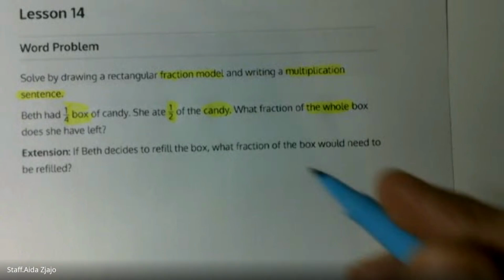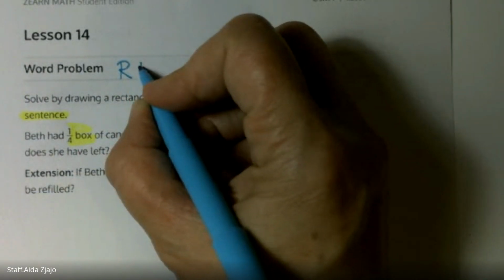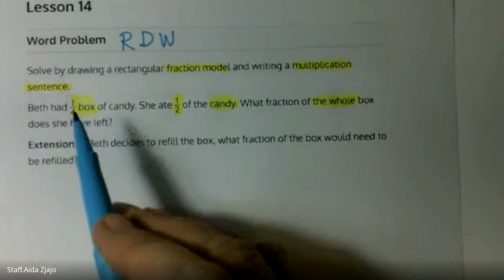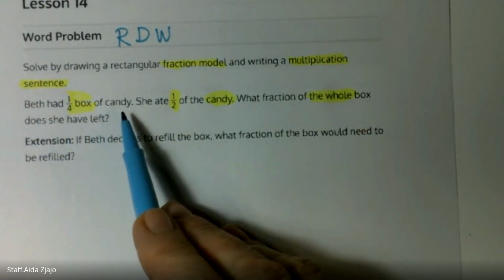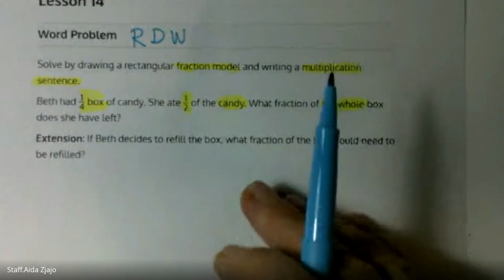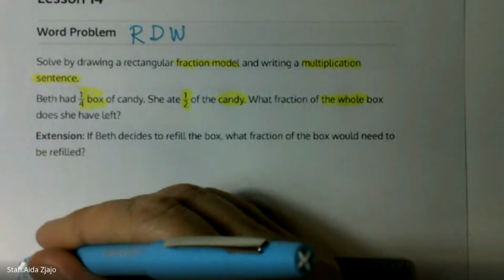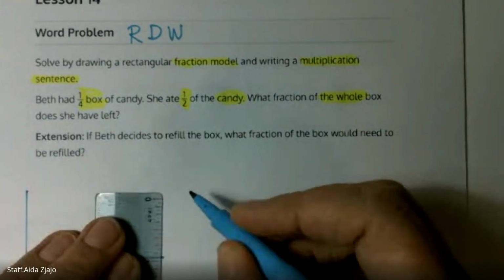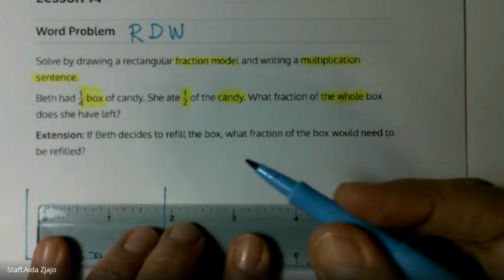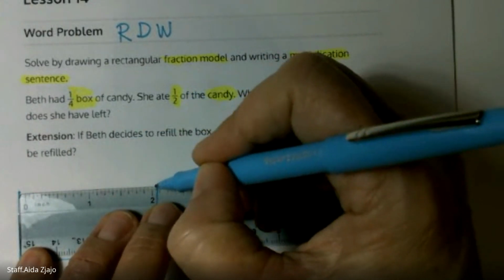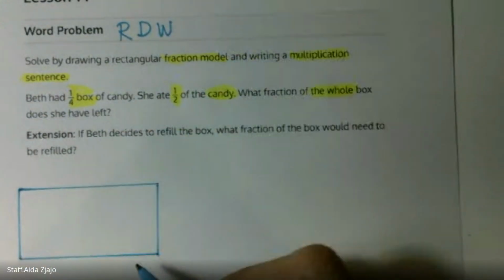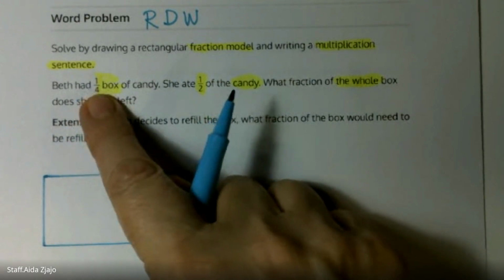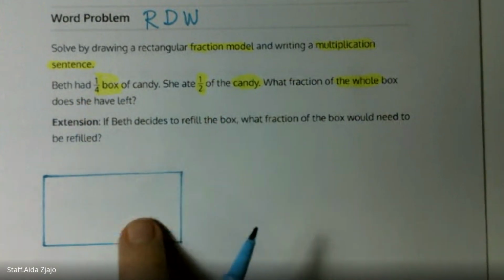So let's use the strategy. We read, we draw, and we write. Okay, read, draw, and write. Let's go again. Beth had 1/4 box of candy. So she has that. So let's make this box, and that is going to be the whole candy that she used to have, the box of candy. If that is the whole box, then it's 1, correct? But they said she had 1/4 of this.